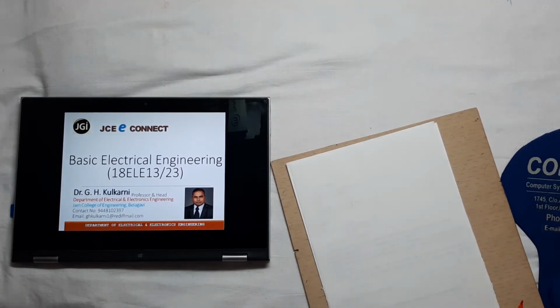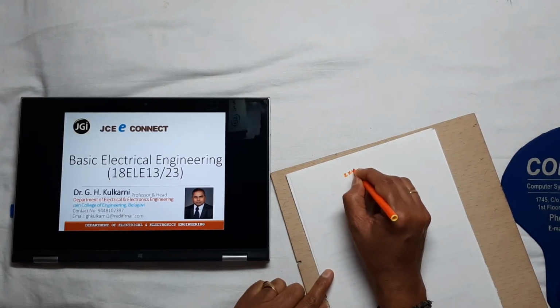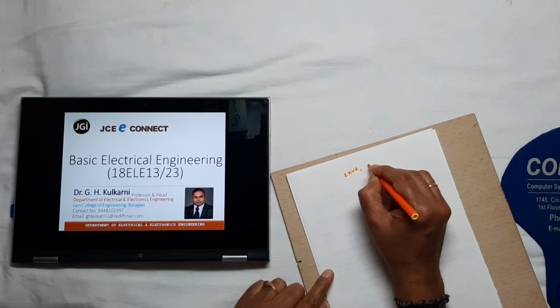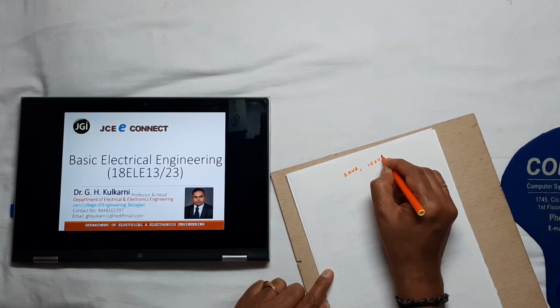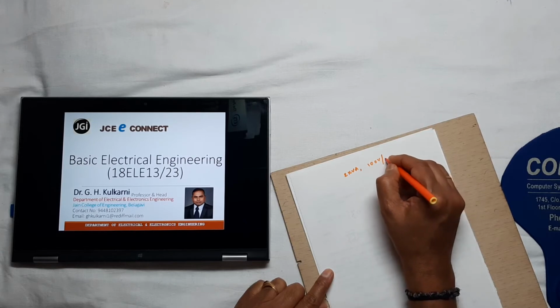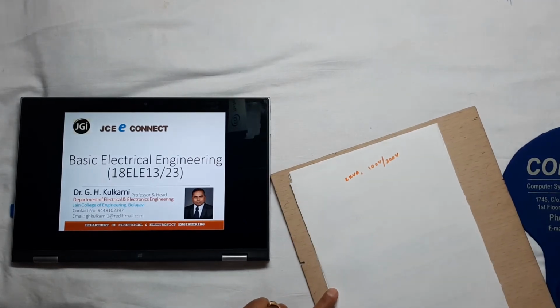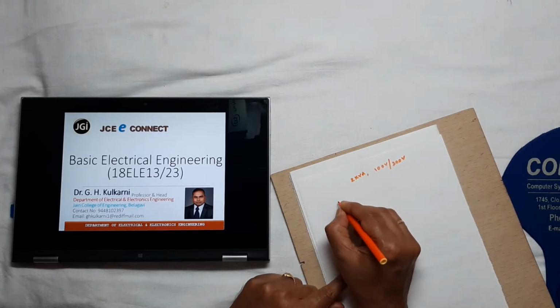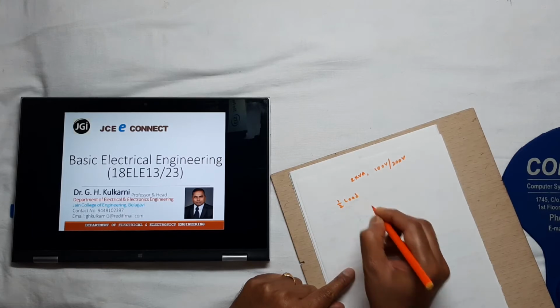Suppose once again I am taking a 2 kVA transformer having a primary voltage of 100 volts and a secondary voltage of 200 volts. Then I'll call it a half load. What do you mean by half load?